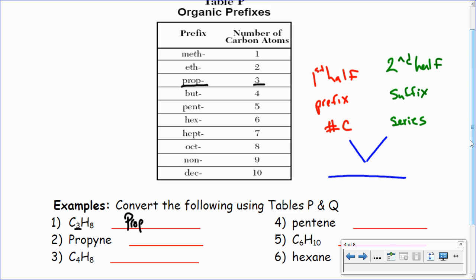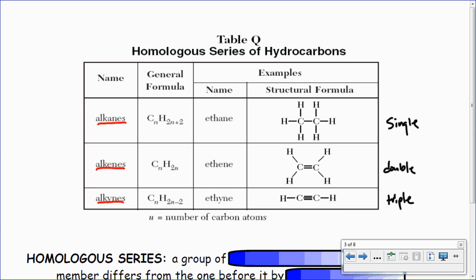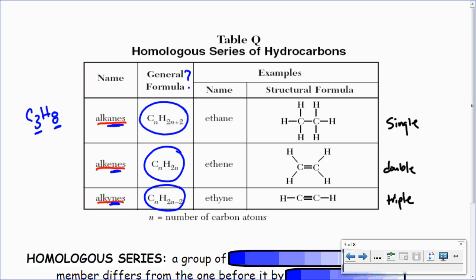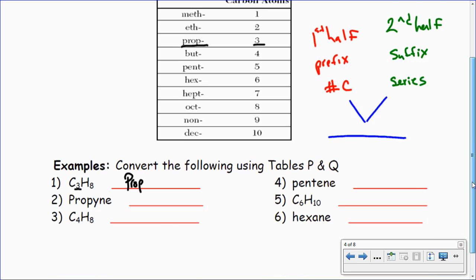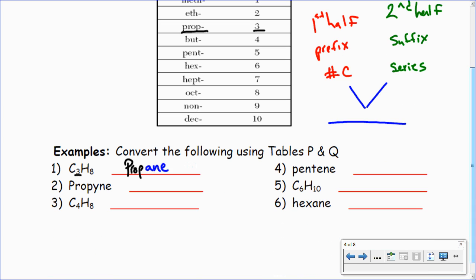And the second part, we have to look for the suffix, the series that it belongs to. So we go back to table Q, and we relate the number of carbons to the number of hydrogens. So we have 3 carbons, 8 hydrogens, C3H8. We have to see which series it belongs to: the alkanes, which end in ane, the alkenes, which end in ene, or the alkynes, which end in yne. We look at which general formula it applies to. If n is 3, then H would be 2 times 3, 6, plus 2 is 8. So this first one belongs to the alkanes, and the suffix would be ane. So we get propane.